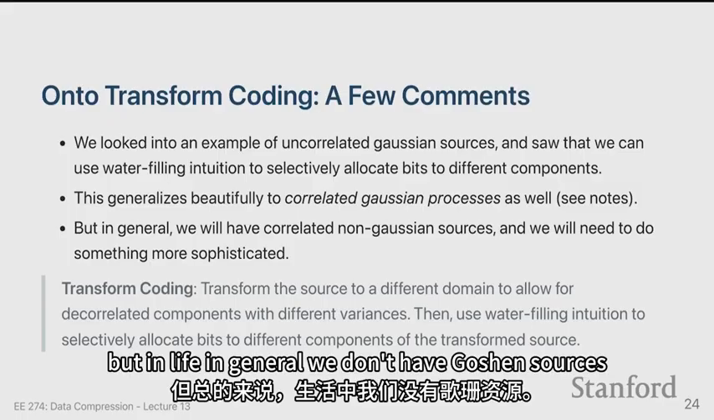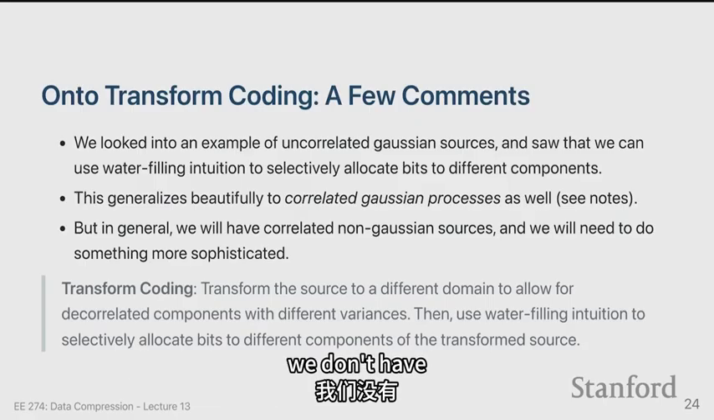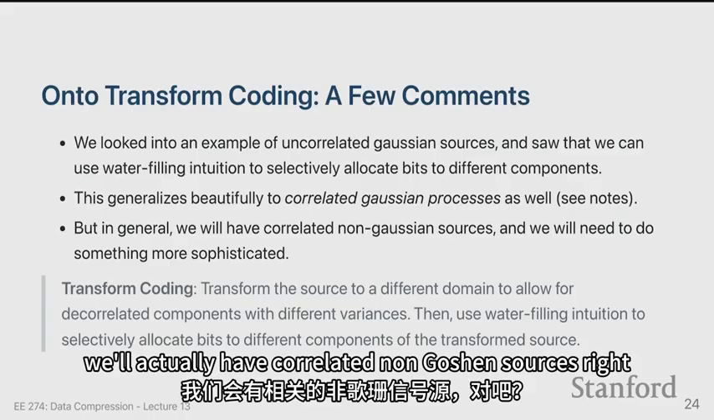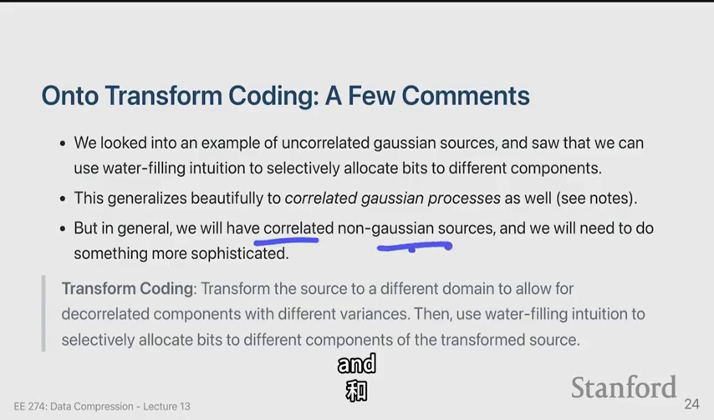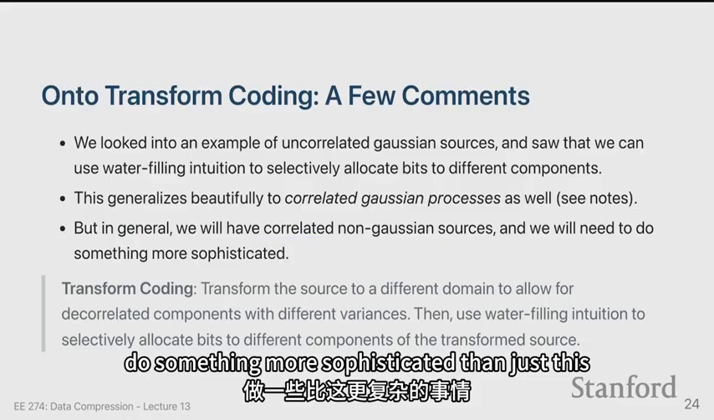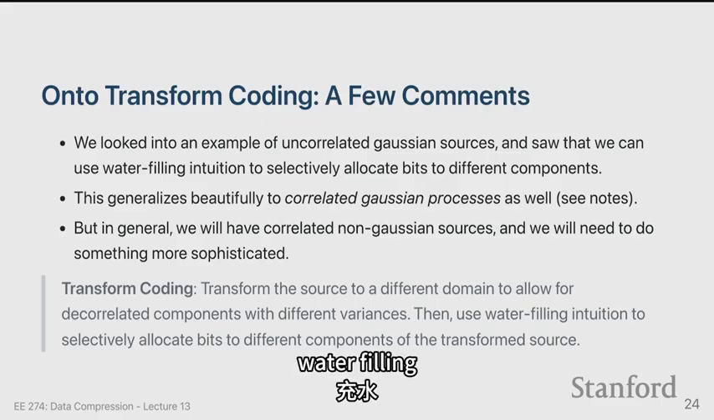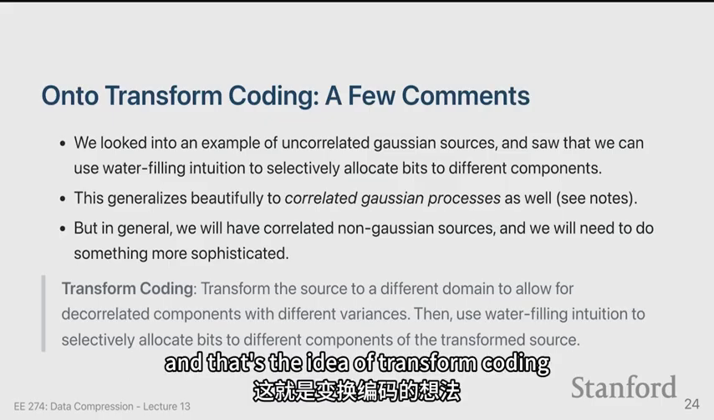Okay, but in life in general, we don't have Gaussian sources. We'll actually have correlated non-Gaussian sources, right? And we'll probably need to do something more sophisticated than just this water filling. Okay, and that's the idea of transform coding.